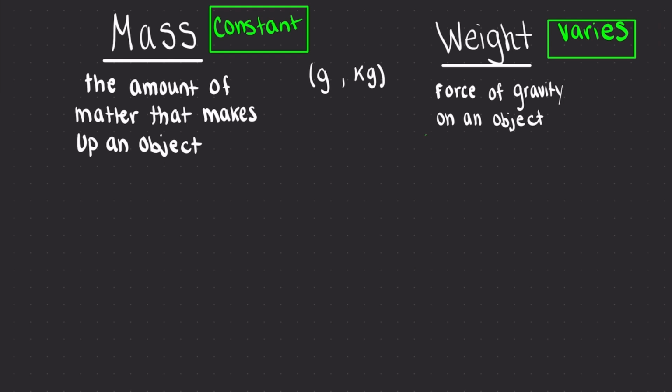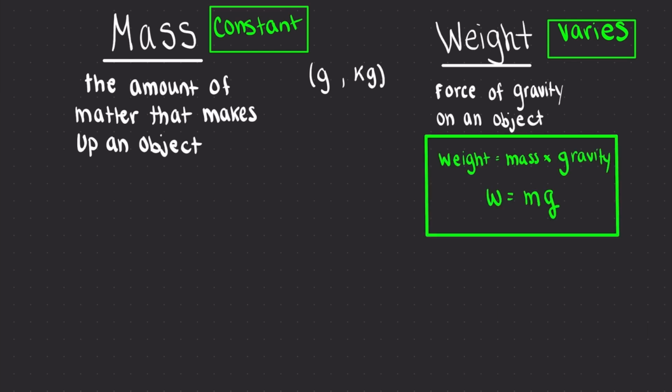Now, typically when we are talking about objects in chemistry, we of course are referring to objects here on Earth, which is why grams and kilograms are used for both. We can calculate weight by multiplying an object's mass by the gravitational pull on that object.